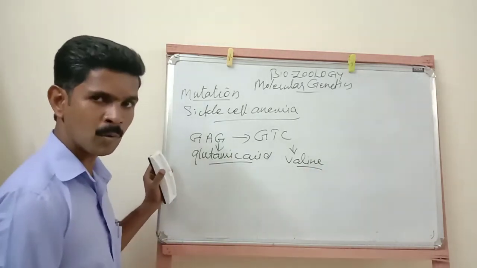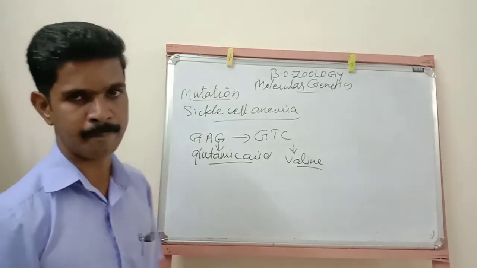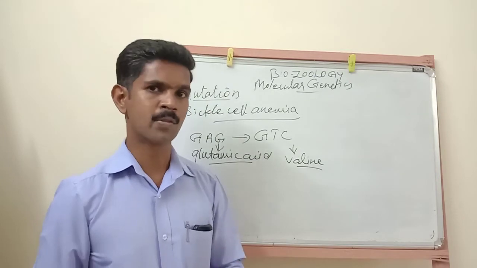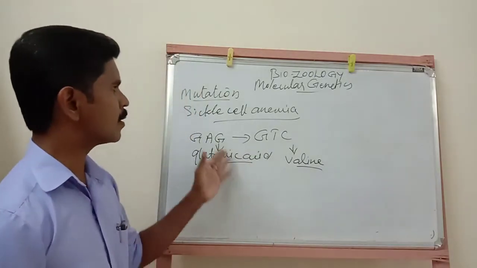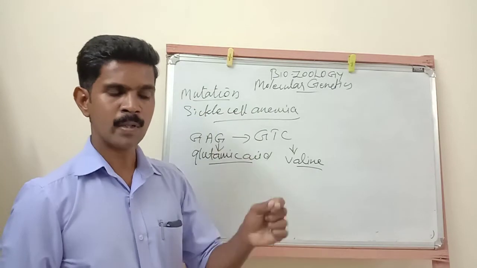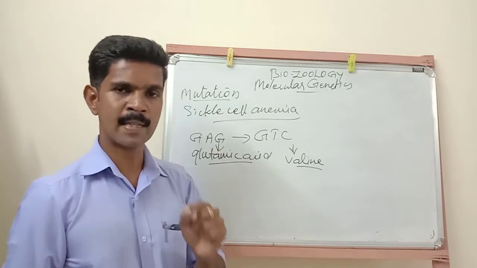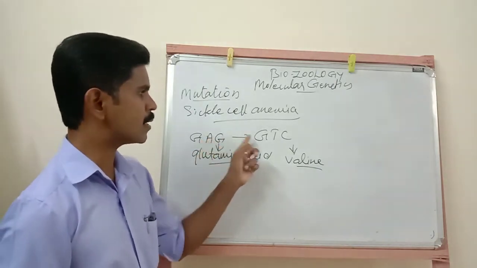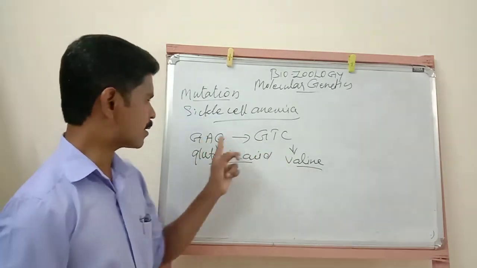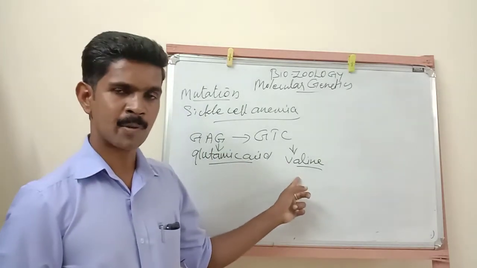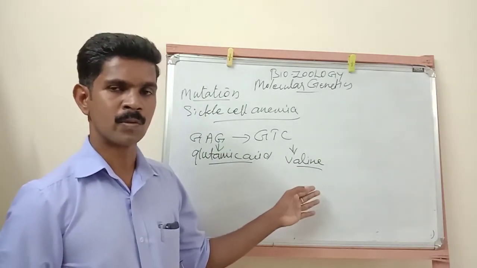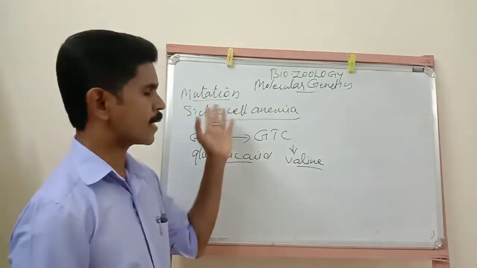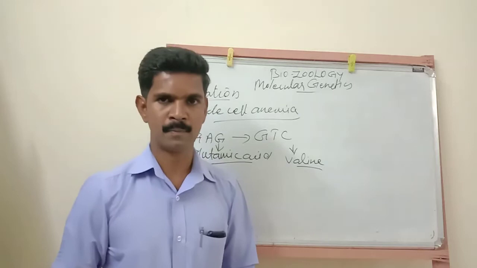So the hemoglobin is in abnormal condition. Hope you understood. This is the reason for sickle cell anemia. In the normal beta globin gene, at the sixth position, the GAG codon is present. This codon is changed into GTC. So instead of glutamic acid, valine is produced. As a result, abnormal hemoglobin molecules are produced, so it leads to the sickle cell anemia disorder.